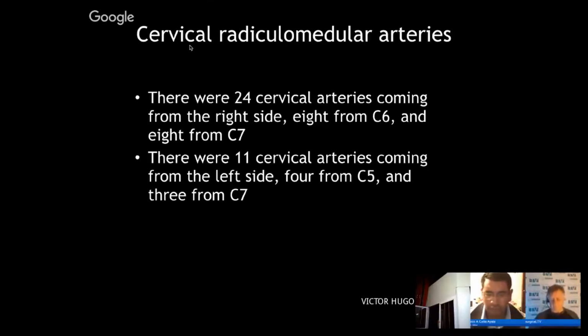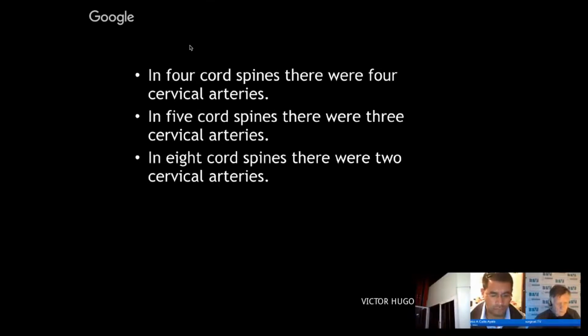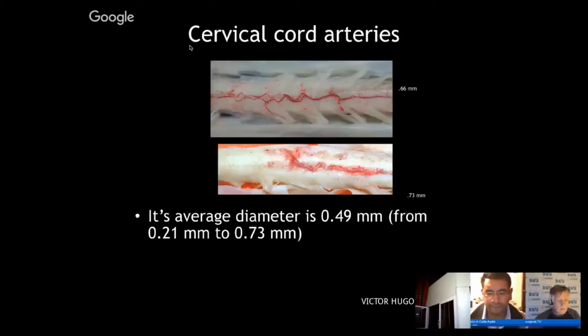There were 24 cervical arteries coming from the right side, 8 from C6 and 8 from C7. There were 11 cervical arteries coming from the left side, 4 from C5 and 3 from C7. In 4 cords, there were 4 cervical arteries. In 5 cords, there were 3 cervical arteries. And in 8 cords, there were 2 cervical arteries. They are also really, really beautiful.